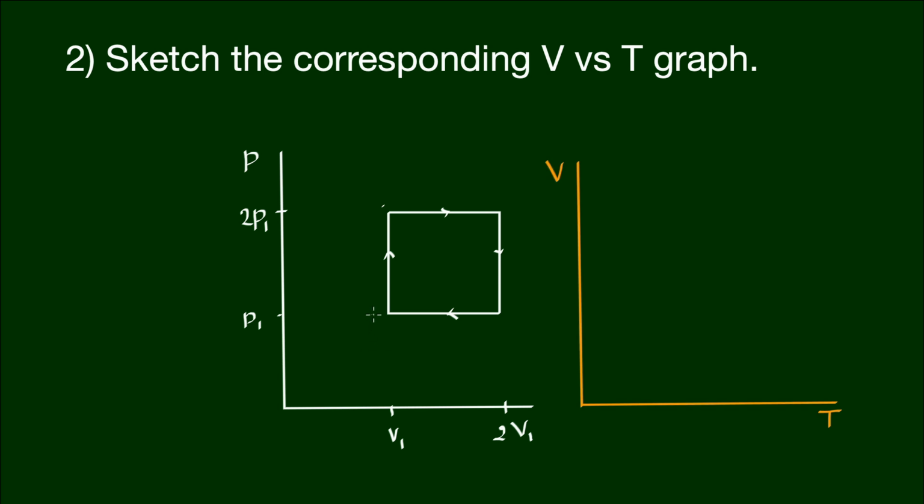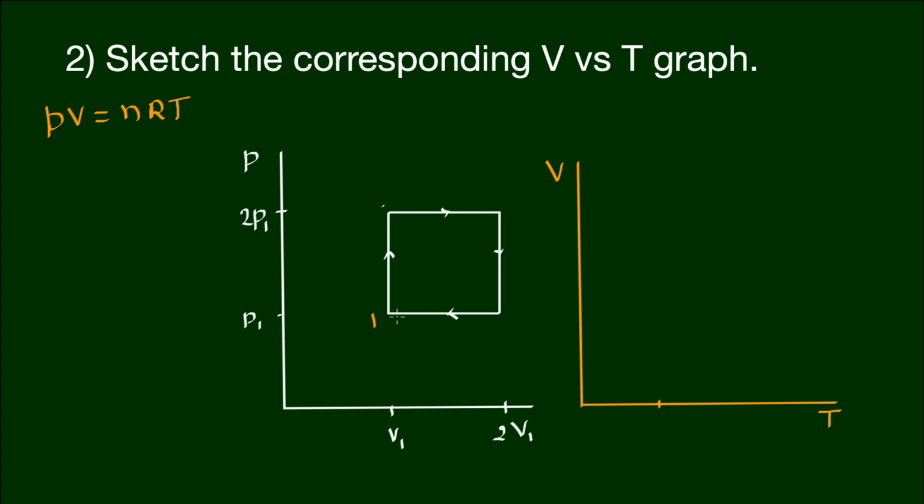Let's start at point 1. At point 1 the pressure is P1, the volume is V1. So correspondingly, you can find the temperature T1 by using PV is equal to nRT. So let's put that equation out here. We're going to be using this throughout. PV is equal to nRT. So the temperature is T1, at some temperature T1.